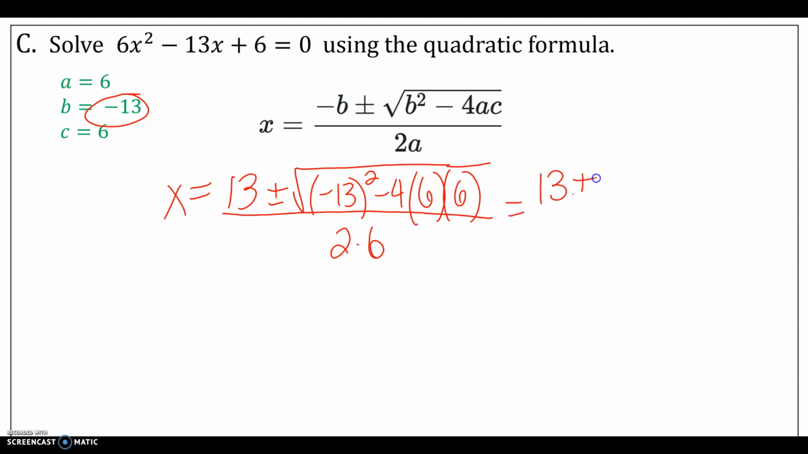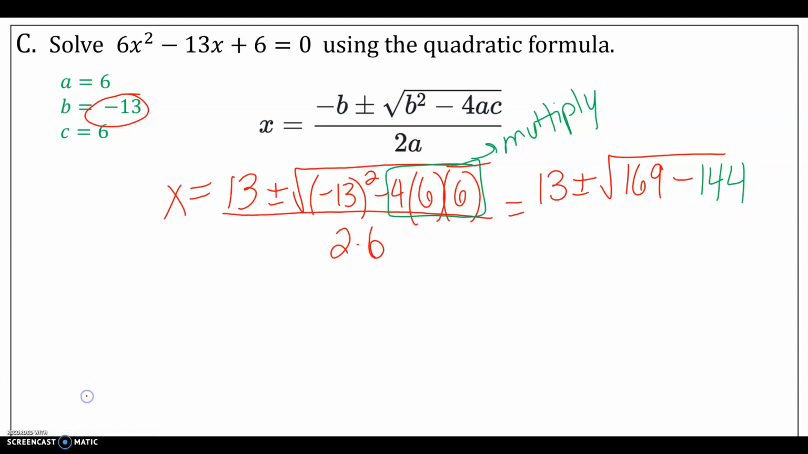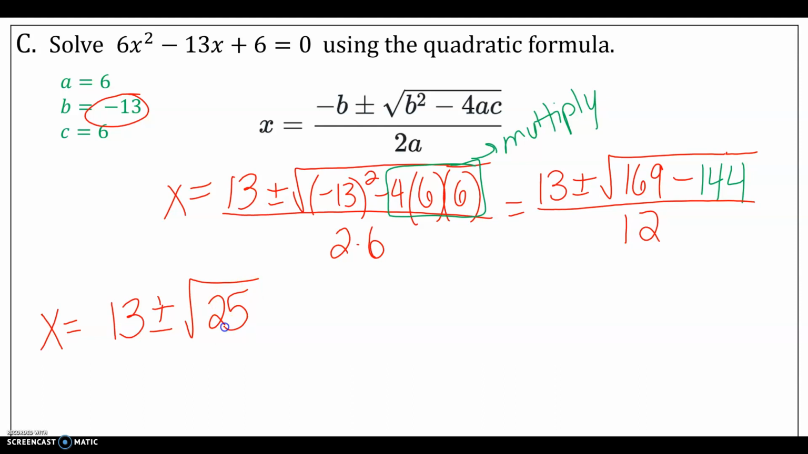Equals, so we still have our 13. So negative 13 squared is 169 minus, take these three numbers and we're going to multiply them, and you get 144. And then we're going to divide all of this by 12. So we're going to keep going. So 13 plus or minus. Now 169 minus 144 is 25. All divided by 12. Okay.